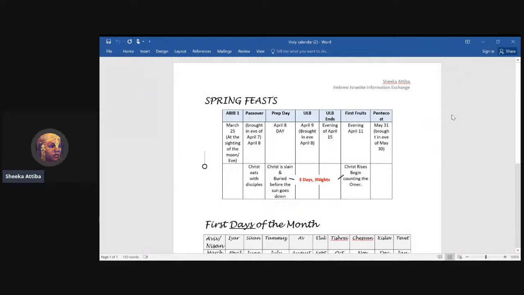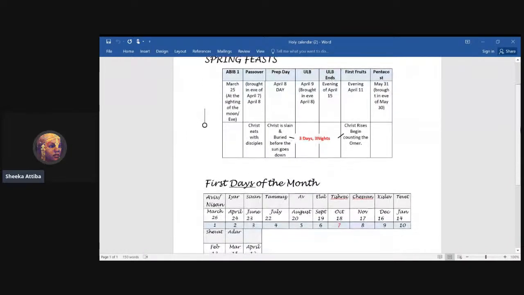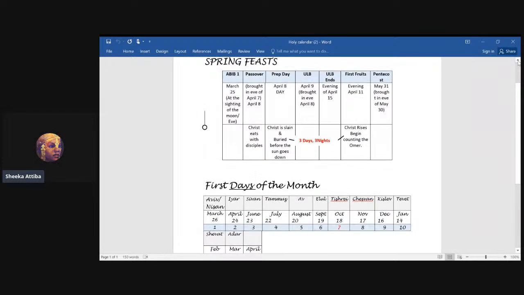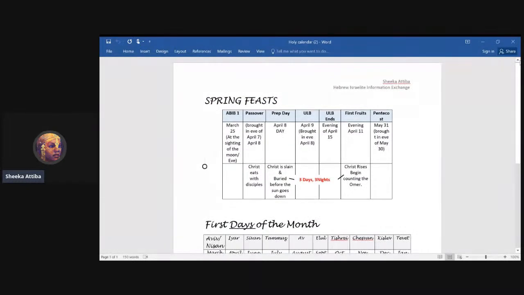And you're supposed to blow the shofar on the first day of each month, which is why I have the days of the month, and also to show how we get to our seventh month. And on every holy day that we celebrate. So that's easier said than done, and you have to have trumpet lips for that. Yeah.